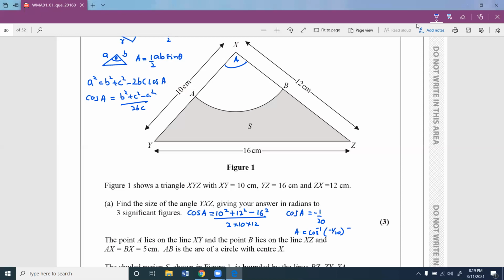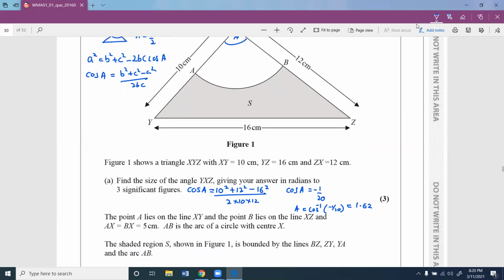Let's get this answer. In this case, again, there's a small issue. We have to understand that the calculator must operate in radian mode. Make sure of that because they need the final answer in radian form. So you can write cos inverse of minus 1 over 20. That is 1.62 radians, right? Okay, that's right. That's to 3 significant figures, 1.6208, that's the answer to that.